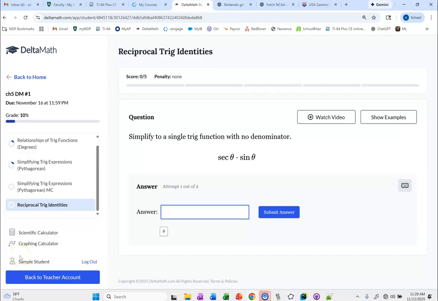Okie doke, artichokes. Okay, you guys have busy weeks. Be productive. Get some stuff done in class. Less to worry about. Make it happen, Captain.